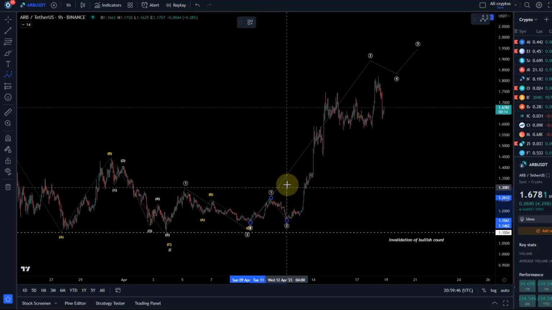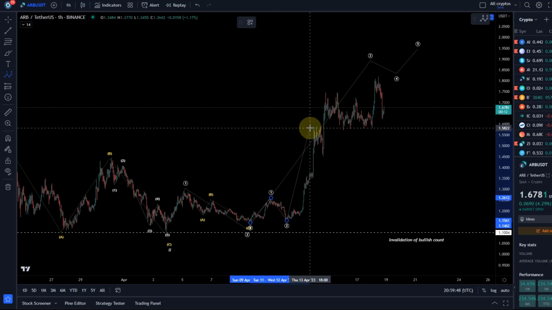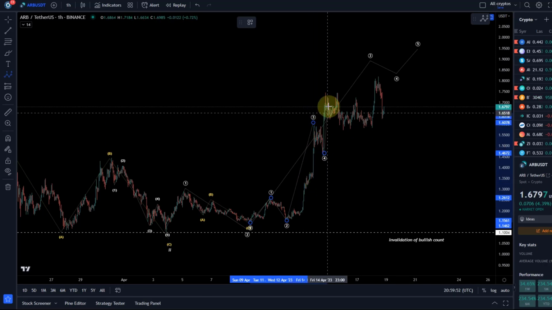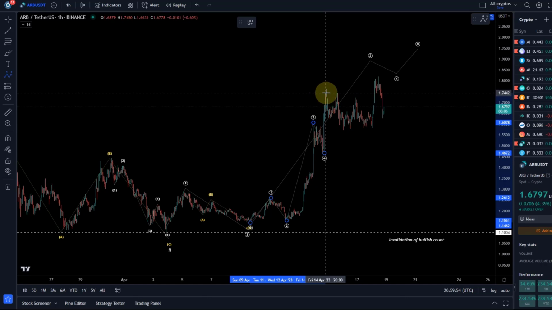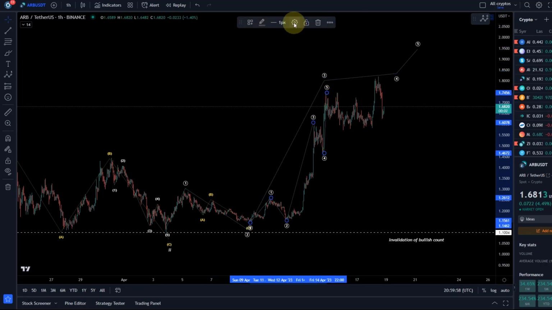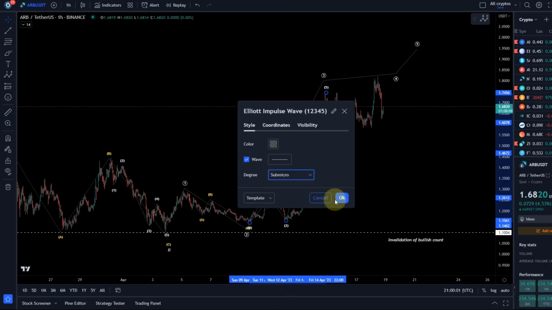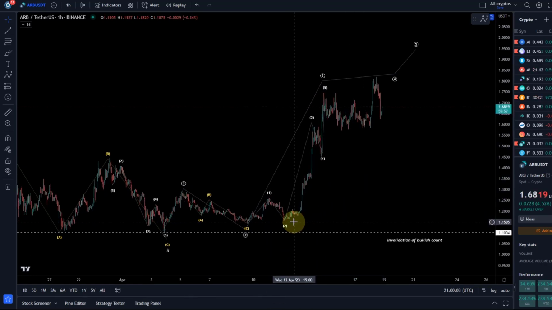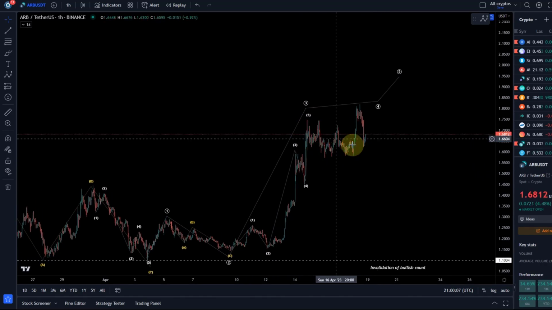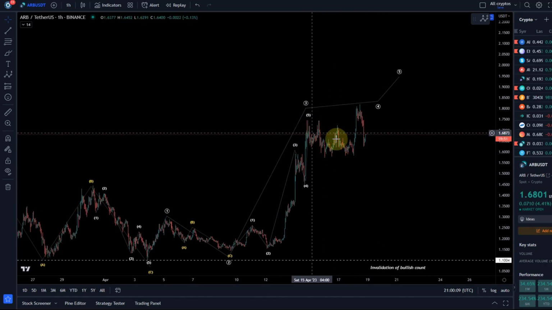Then you look for the longest stretch. Again, here a possible third wave. Again, 1, 2, 3, 4, 5 in a 3. Here a 4 and a 5. Okay, and then you've got 5 up in wave 3. This seems like a fourth.